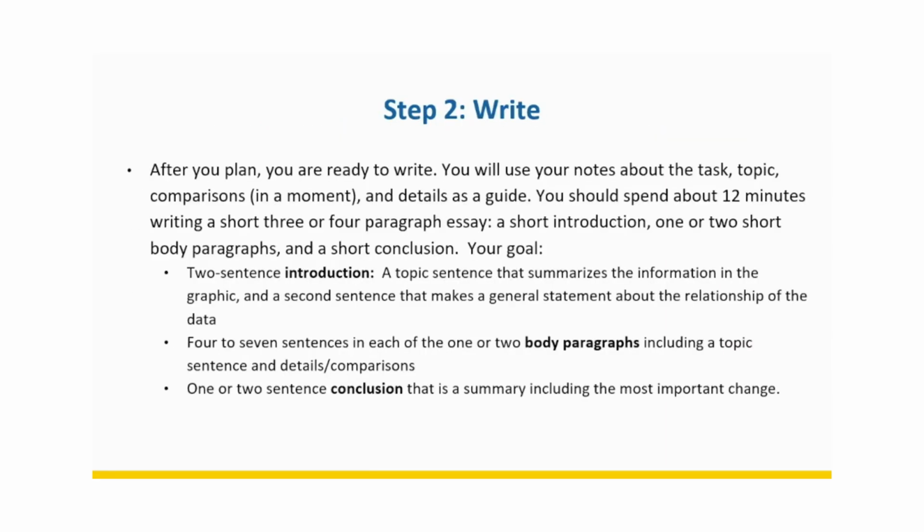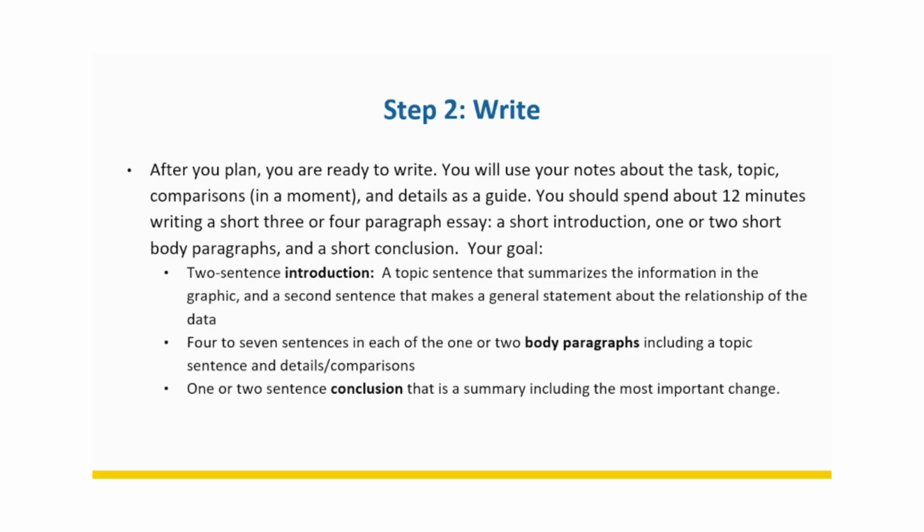And now we are going to discuss our step 2. It's a writing process. After you plan, you are ready to write. You'll be using your notes that we discussed earlier, how to determine the topic and your topic sentence that you wrote earlier. Then you'll spend about 12 minutes to write a short 3 or 4 paragraph essay.